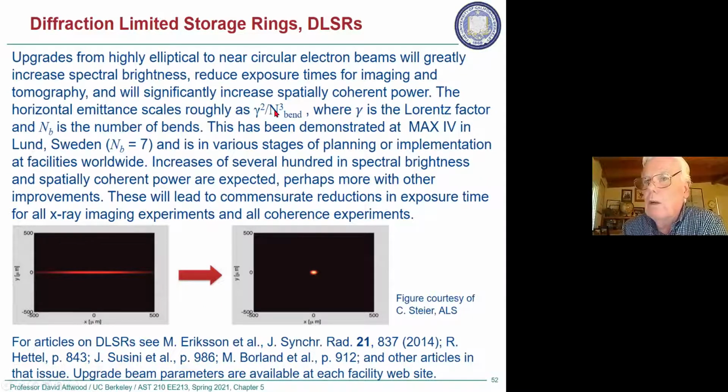So in your homework, one of the homework problems says, how much do we expect the coherent power to be increased at the ALS? Well, there are 3 factors that play a role here, but this is the first one. Because we're going from a triple bend achromat with 3 sub bends at each intersection to 9, we're expecting to get a factor of 27.